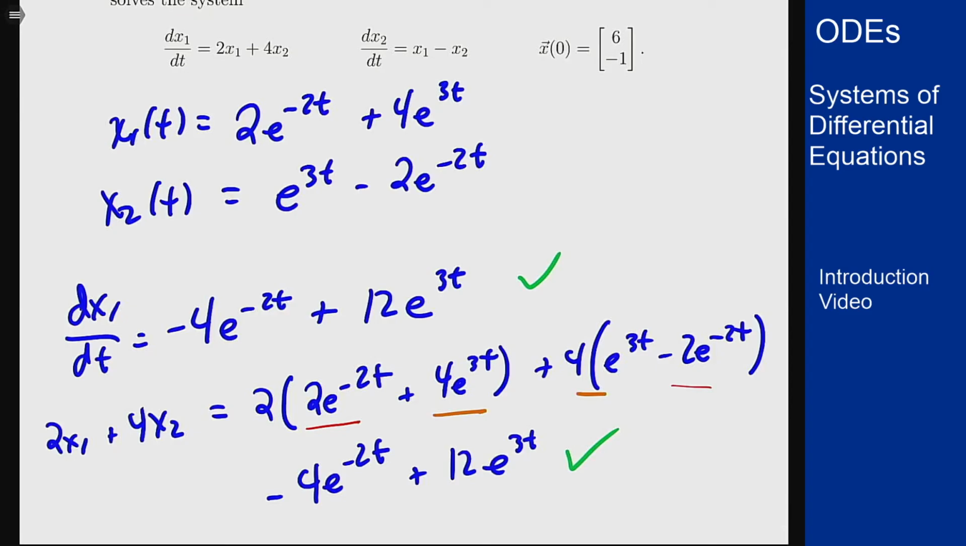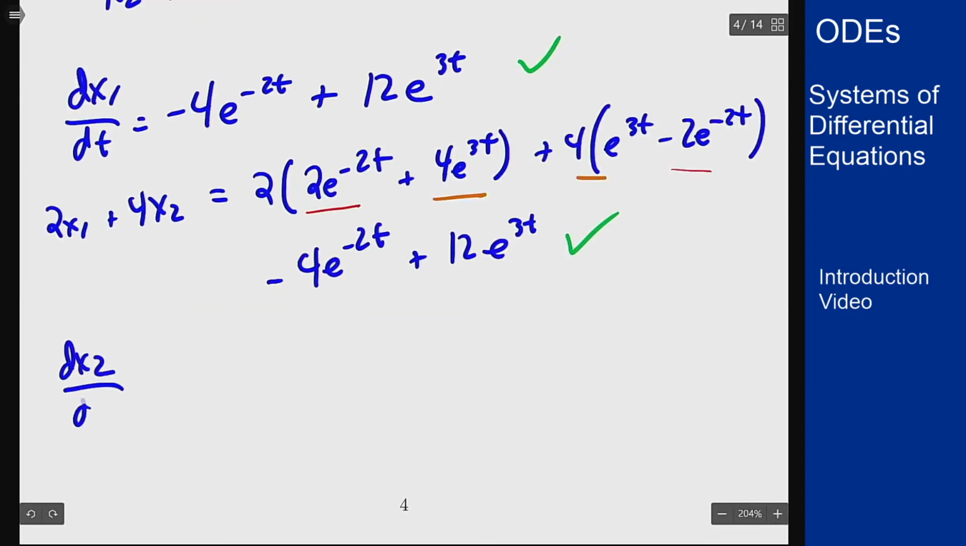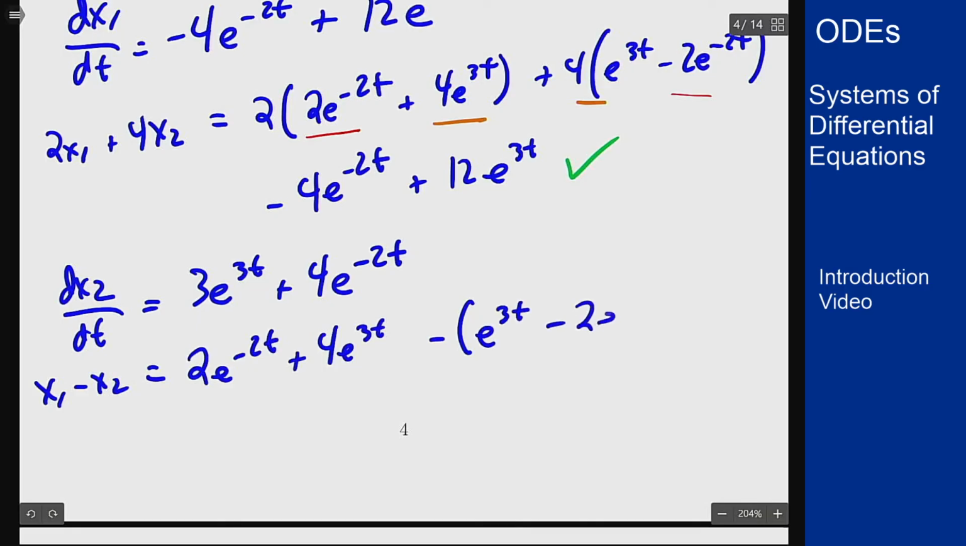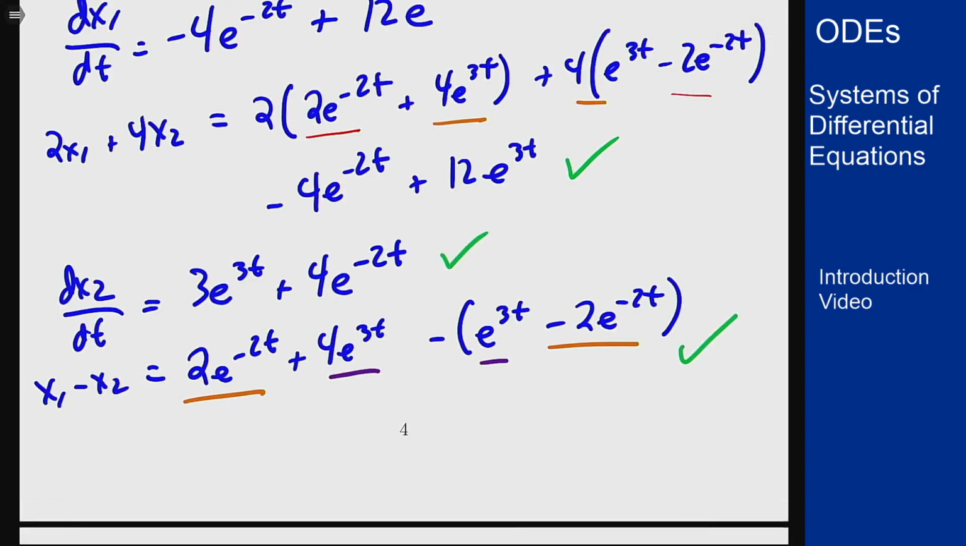Now we do this again for the second part. dx2 dt is going to be 3e^(3t) + 4e^(-2t). And then x1 - x2 is going to be 2e^(-2t) + 4e^(3t) - e^(3t) - 2e^(-2t). And we can see that we will get exactly 4e^(-2t) and 3e^(3t). So this also works, which means it satisfies the second equation.